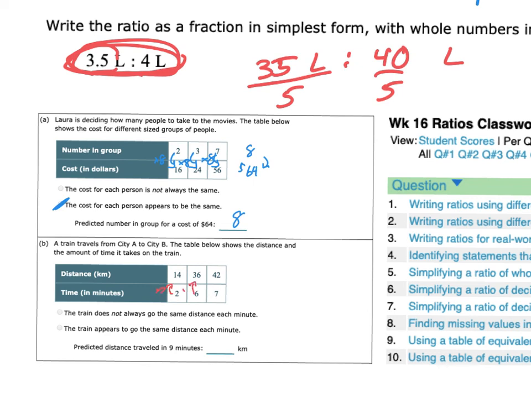6 times 6 is 36, and 7 times 6. Okay, that's not consistent. Here you saw it took 7, here was 6, here was 6. So we don't have a similar ratio. It does not always go the same distance each minute. Trains speed up and slow down a little bit. Okay, so you can't predict 9 minutes, at least with what we're doing now, because it does not have a similar ratio.